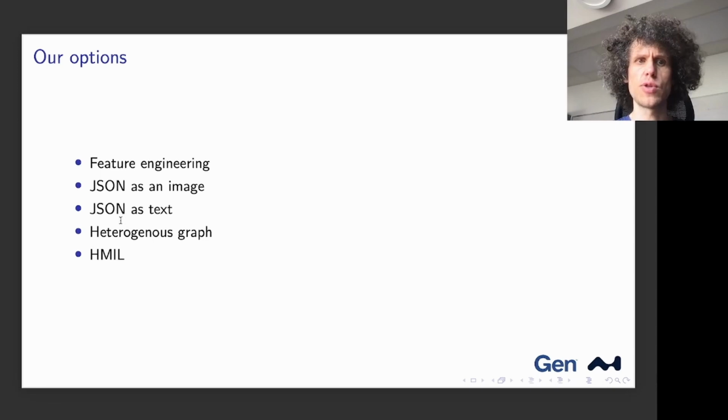The other option is to take the JSON and treat it as text, which, with the rise in popularity of large language models, might work, but we have not tested that. The other approach is to take the data and treat them as a heterogeneous graph. This is a good option in our opinion, but you will have trouble with scalability, and we are not aware of a good library that would be suitable for that. And the last approach is HML, which is an abbreviation for hierarchical multiple instance learning, where the JSONs are treated as JSONs.